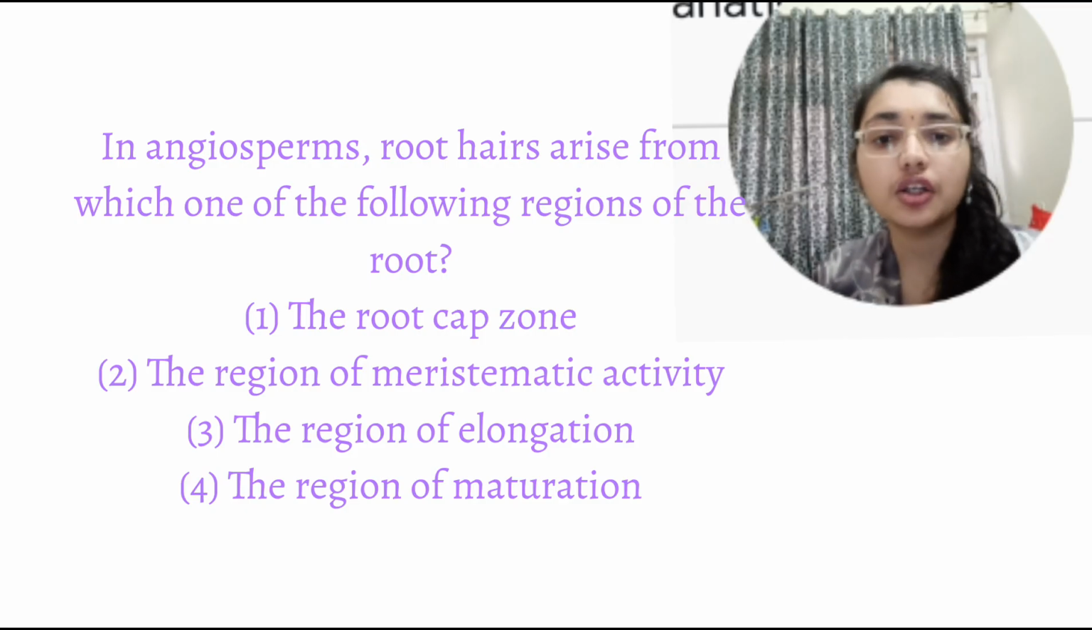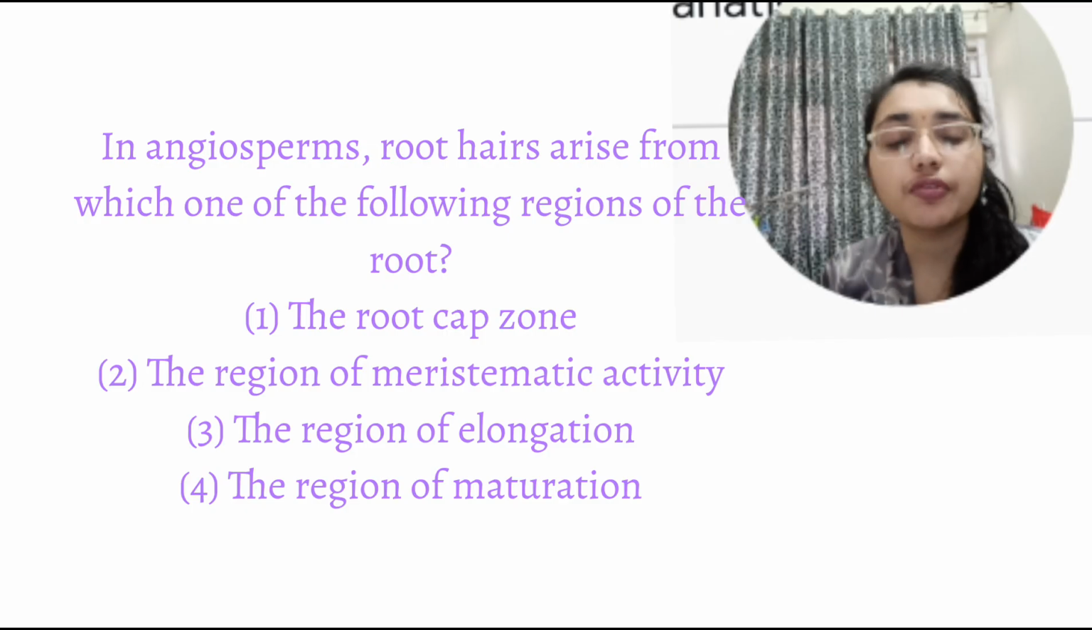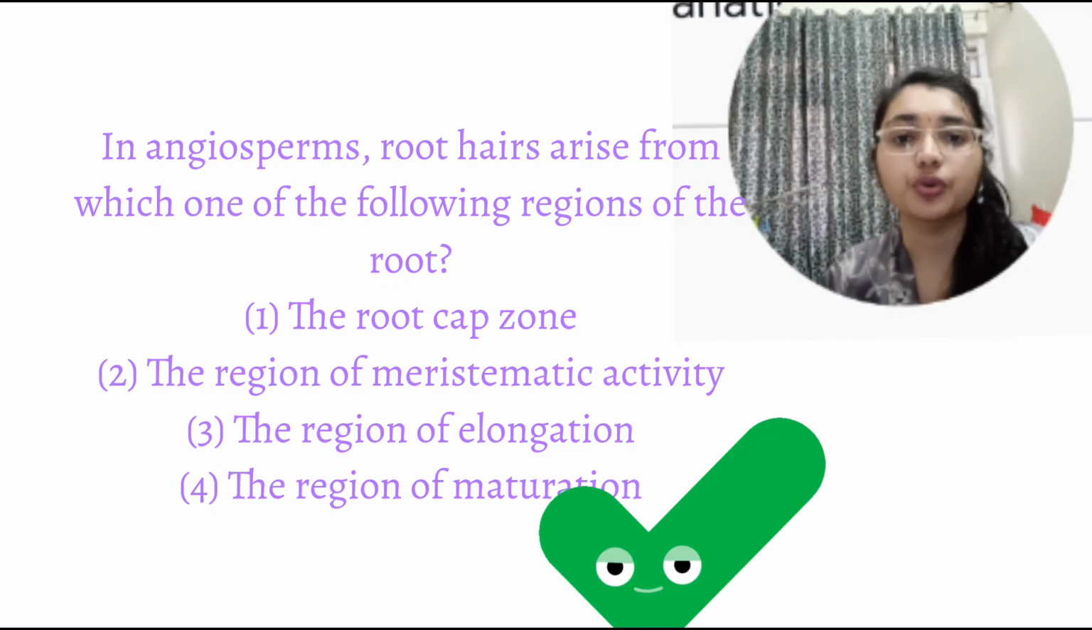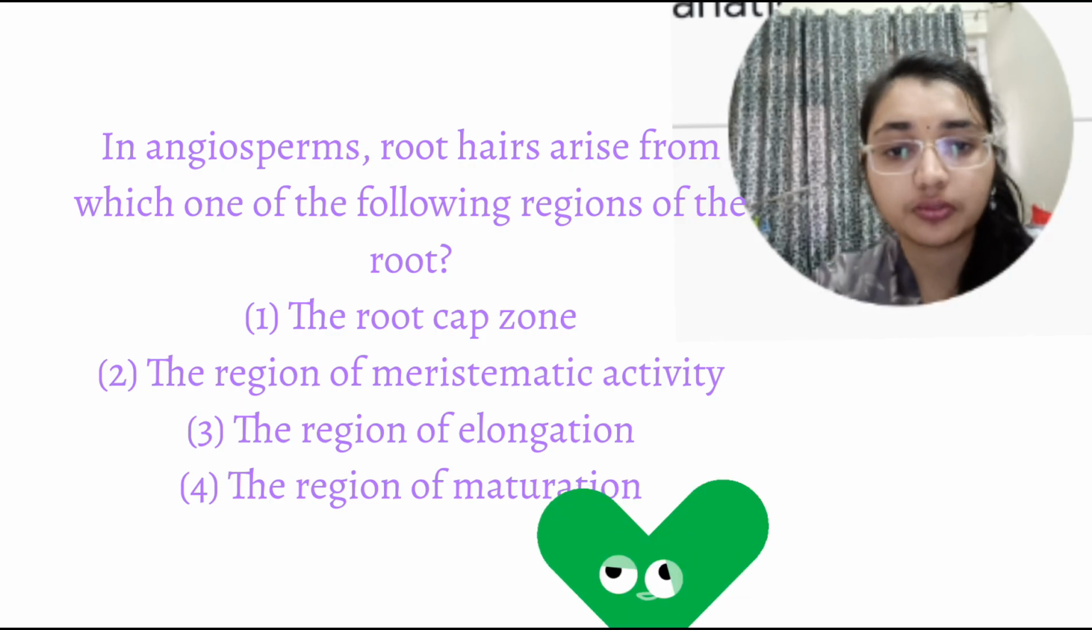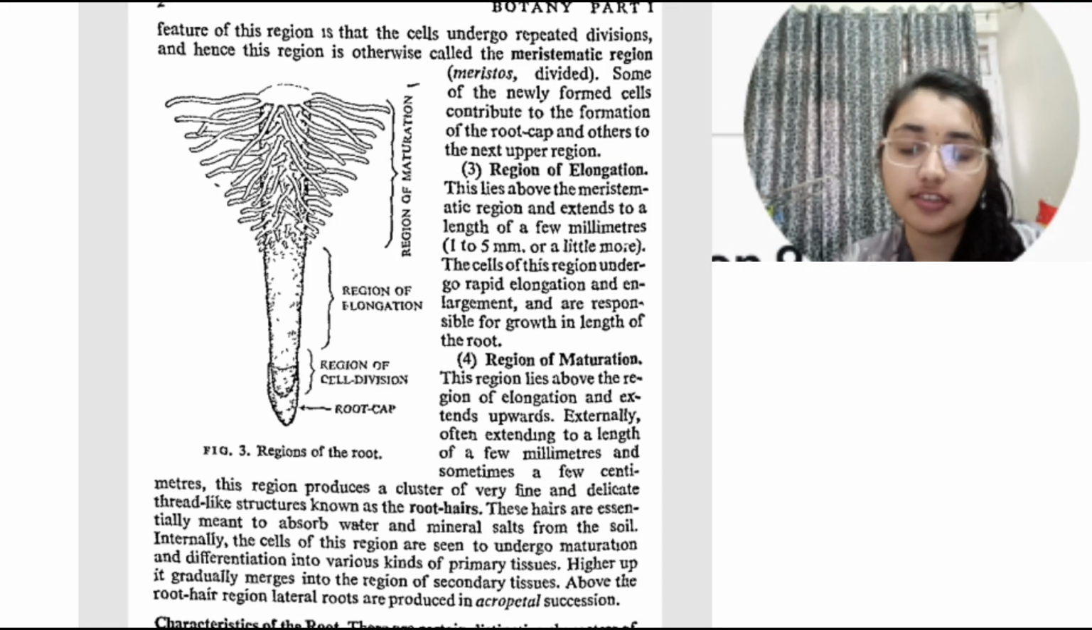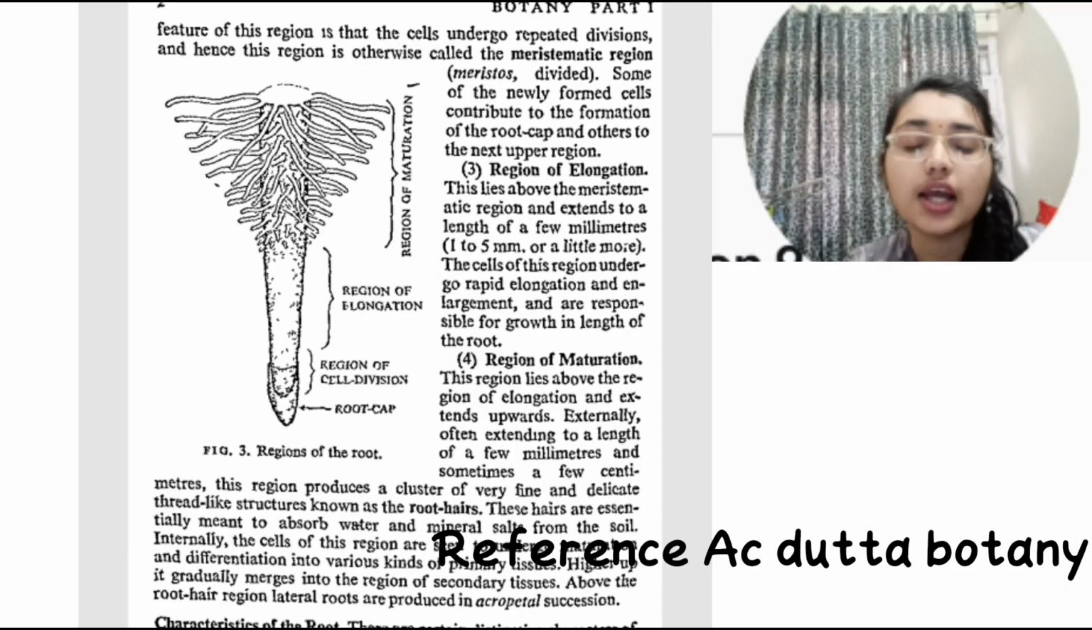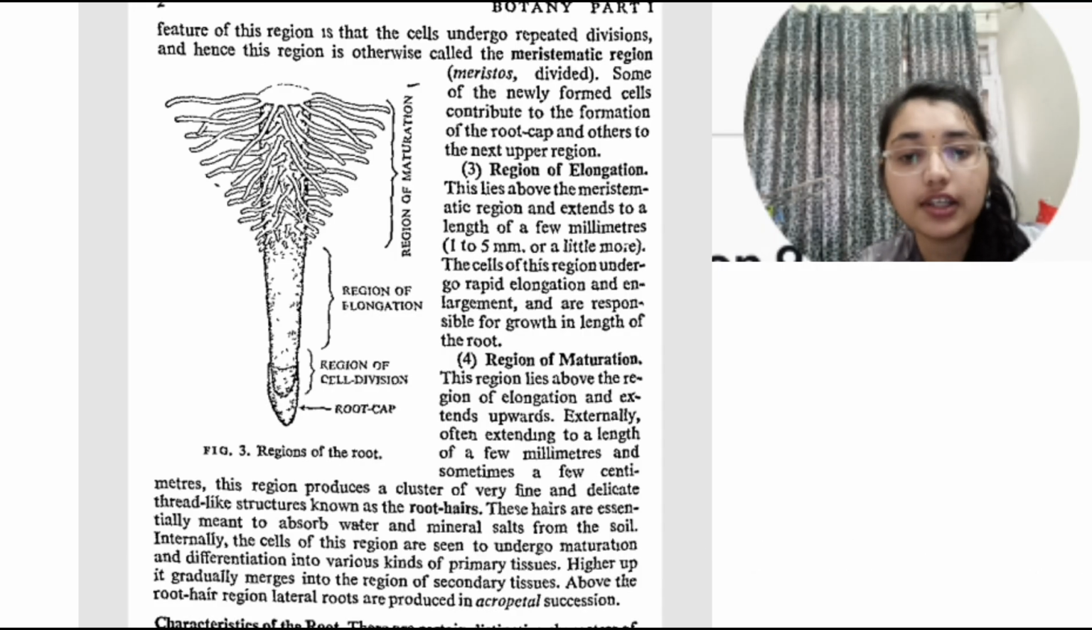So here the correct option is region of maturation, from where the root hair arises in angiosperms. Root hairs are formed from the epidermal cells in the region of maturation. It is also known as the zone of differentiation. This is the area just beneath the elongation zone where the cells differentiate and the root hair emerges to increase the surface area for water and mineral absorption.